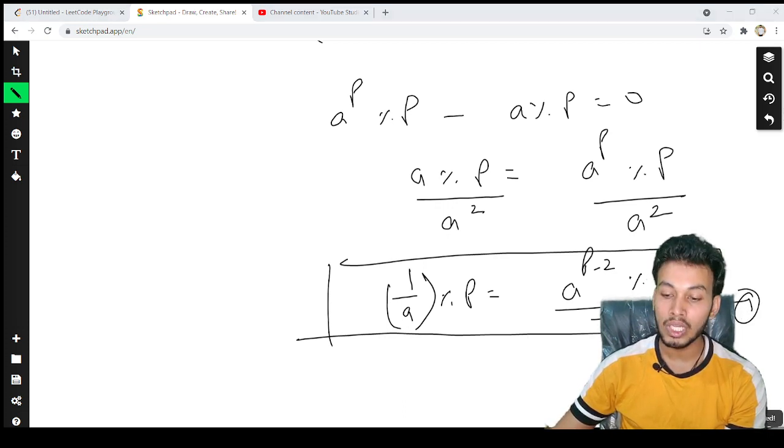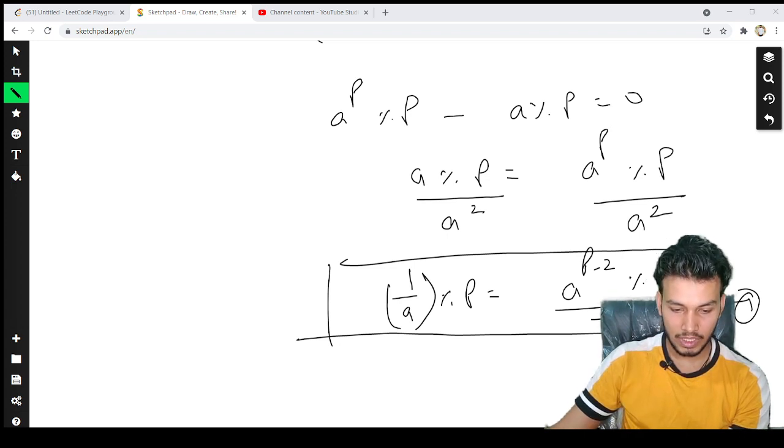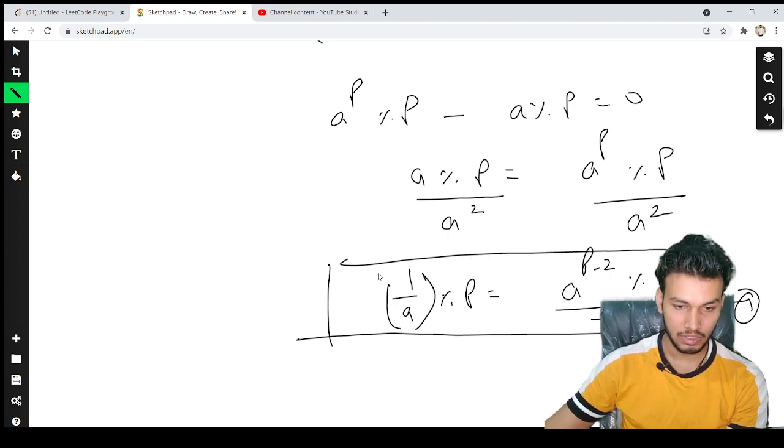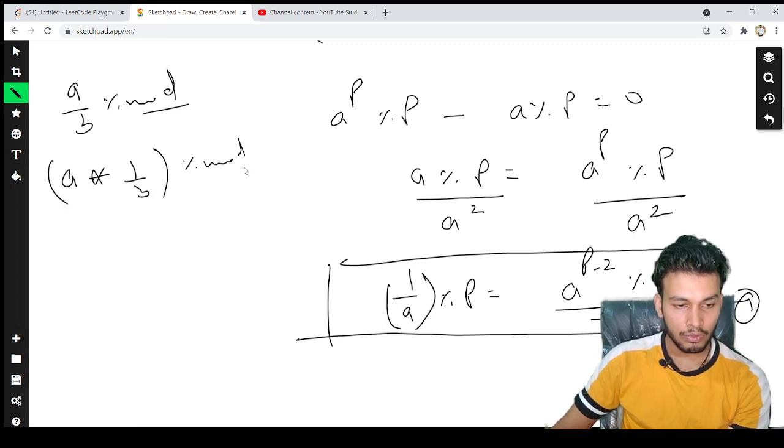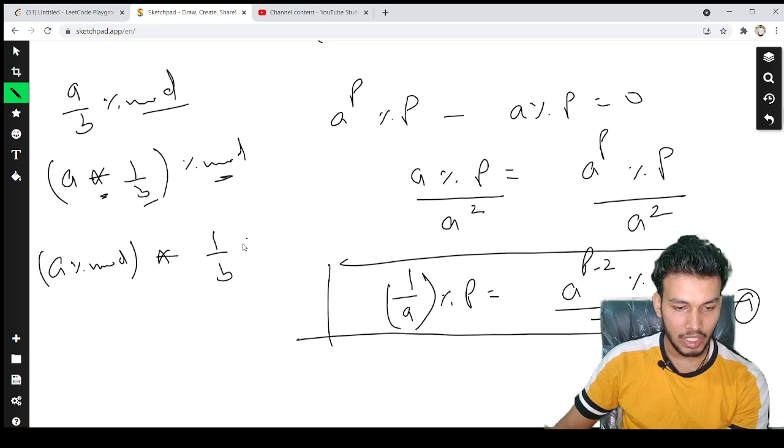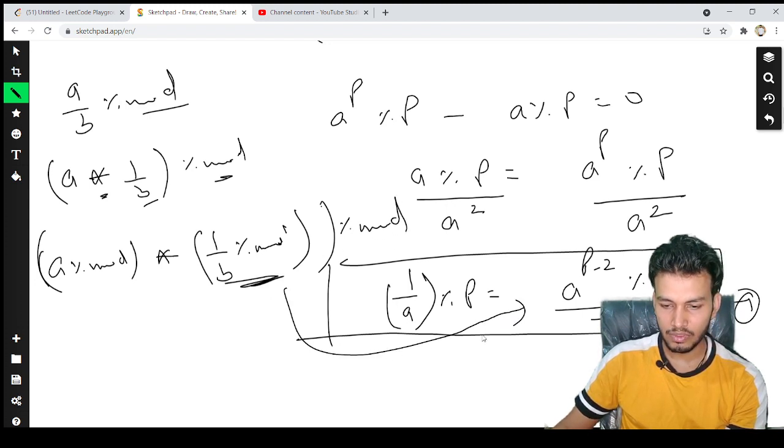So the formula for the division mod is, let's say we have a by b mod. So I can say a multiplied by 1 upon b mod, right? We know the formula for multiplication. So now I can say a mod multiplied by 1 by b mod, and the overall mod, right? And for this part, we just found the formula.